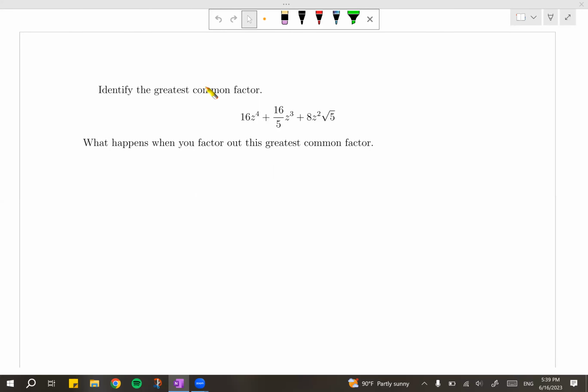Hey, so we've got this problem and it wants us to identify the greatest common factor and then factor that greatest common factor out. All right. So what I'm going to do is I'm going to break it into three parts. I have 16 z to the fourth plus 16 times 1/5 z cubed plus 8z squared times the square root of 5. All right. So I'm going to factor each of these completely.